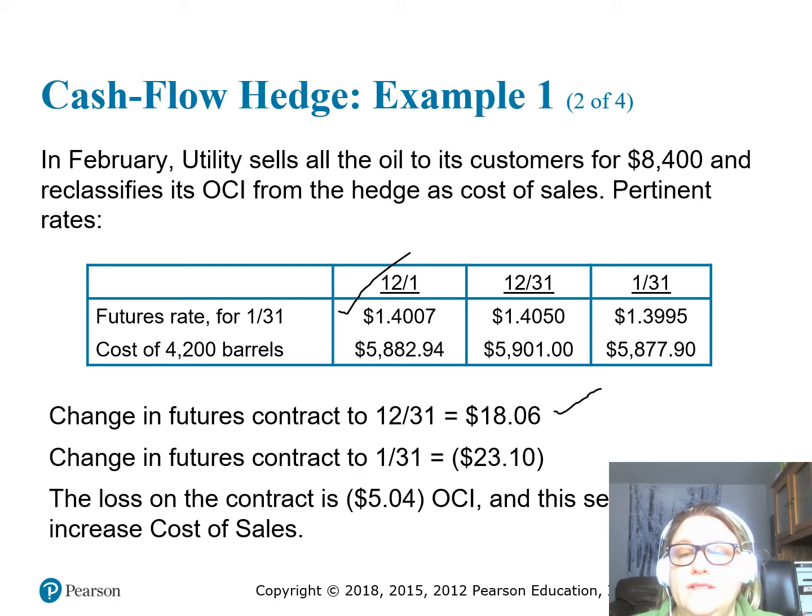Now, on 131, it went down quite a bit. You can see right here, it went down quite a bit. So that little tiny amount actually went down by 2310. So we have a loss on contract, of other comprehensive income. And we're going to put this to cost of sales. Also, we can look here and do some rating on effectiveness.